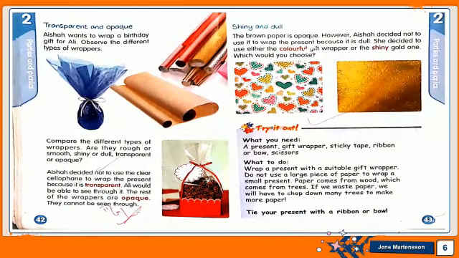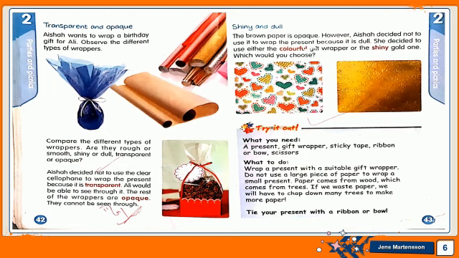Dear students, now open your science book page number 42 and listen to me carefully. Transparent and opaque. Alicia wants to wrap a birthday gift for Ali. Observe the different types of wrappers. As we can see in the picture below, there are some different types of gift wrappers. Compare the different types of wrappers. Are they rough or smooth, shiny or dull, transparent or opaque?